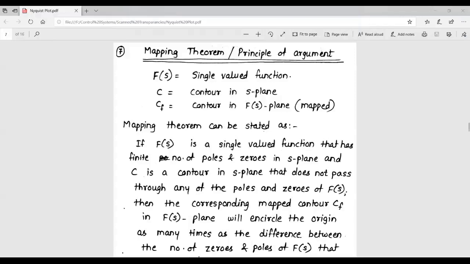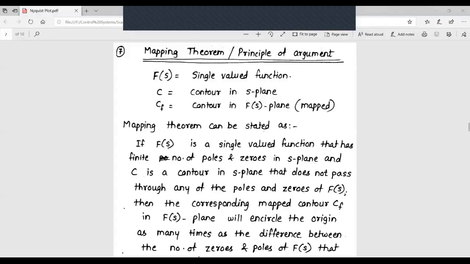Before going further, there are certain notations which we have discussed in last sessions also. F of s is analytic function and it is a single valued function. We do need to consider the contours except the singularities. That means at the points where the function becomes non-analytic, that means the value of the function becomes infinite. So we need to exclude those points when we are considering the contours. And f of s is analytic and single valued function.